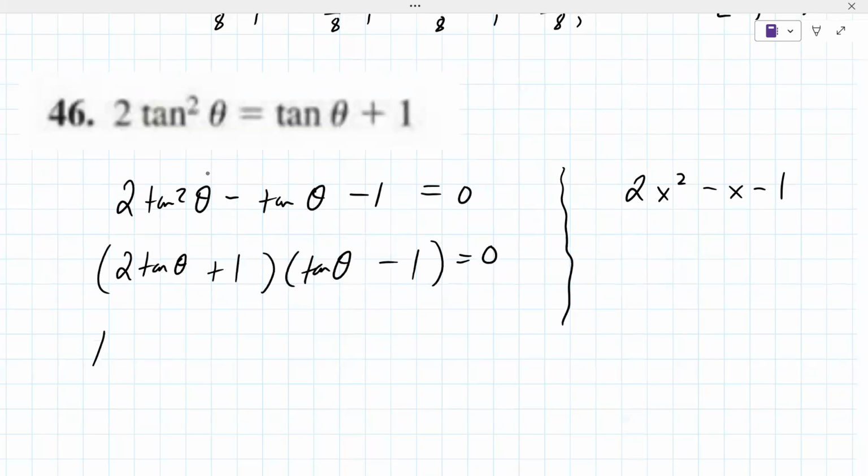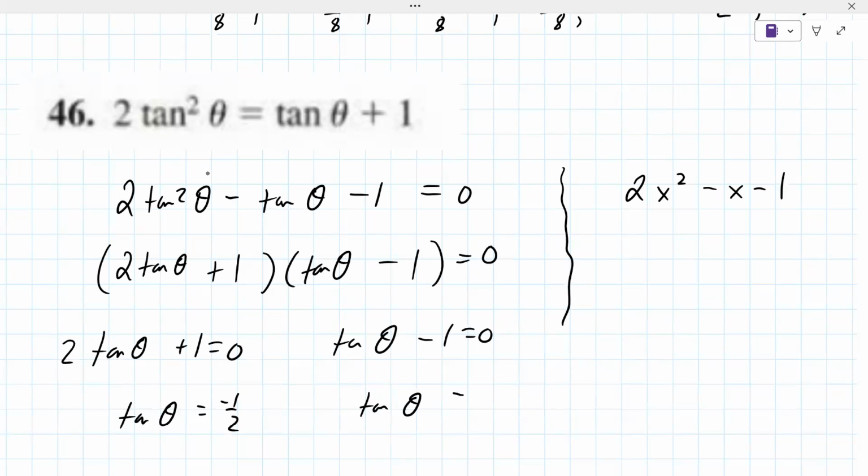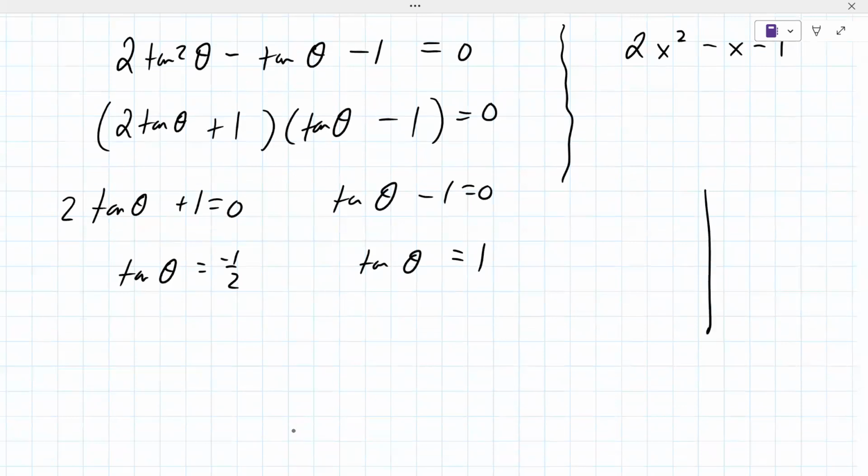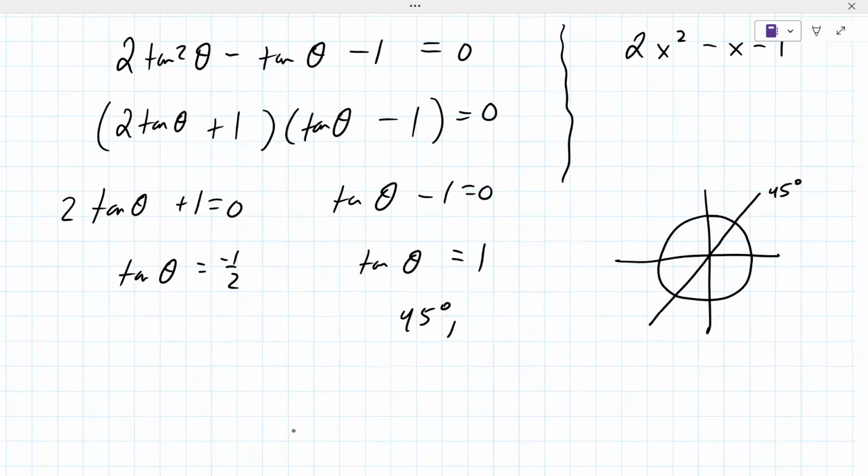And so you set both of these equal to 0. Tangent of theta plus 1 equals 0. Tangent of theta minus 1 equals 0. So you've got tangent of theta equals negative 1/2. Tangent of theta equals 1. And so these are not on the unit circle, right? So you have to remember what tangent is. Now you might remember that tangent is the ratio of sine and cosine. So on the 45-degree here, they are the same. So this is 45 degrees and 225 degrees for that one.